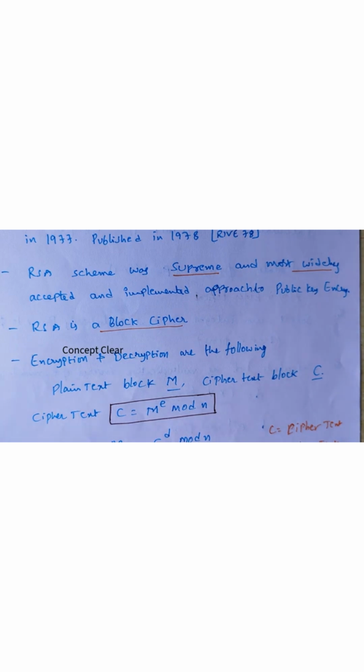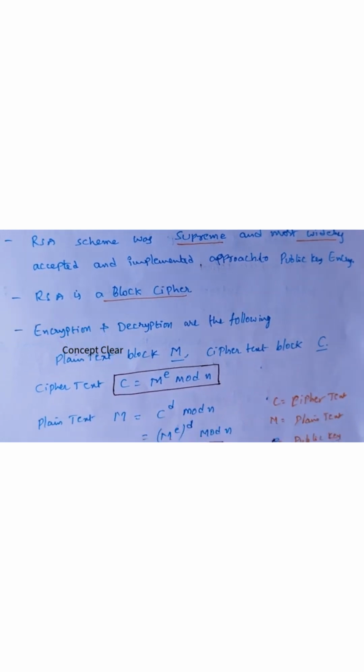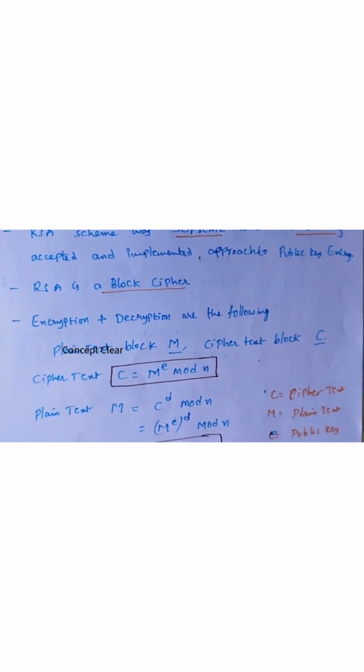What is the meaning of plain text? Plain text is nothing but the human readable format, which we will denote with M. And what is the cipher text? Cipher text is the human unreadable format, which is denoted by C.